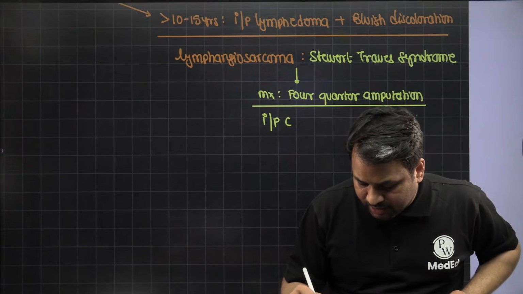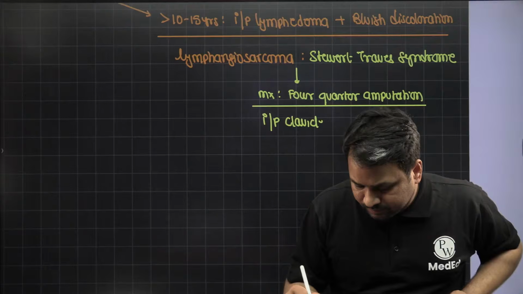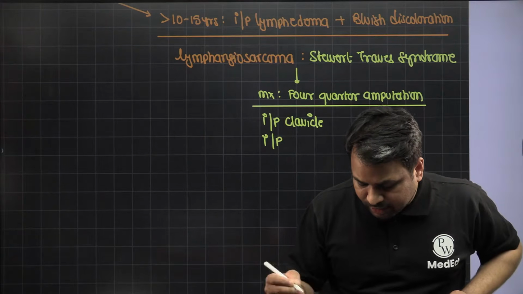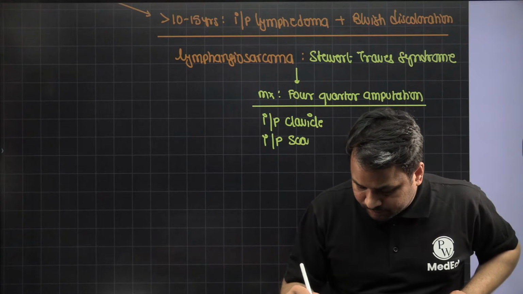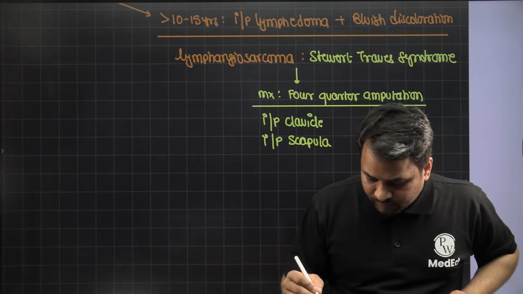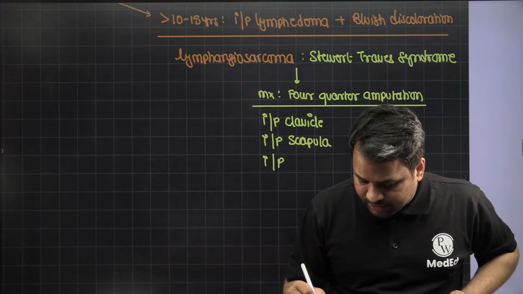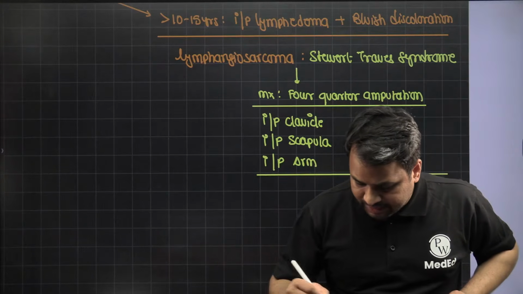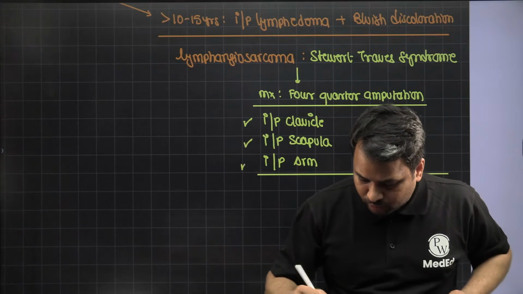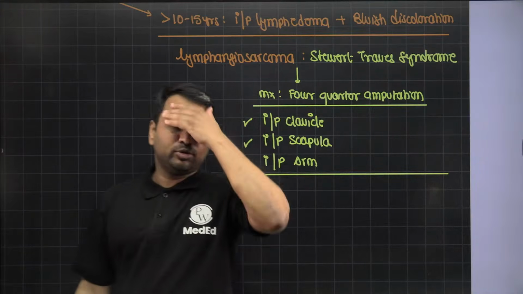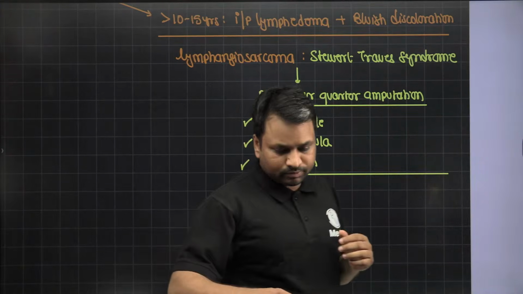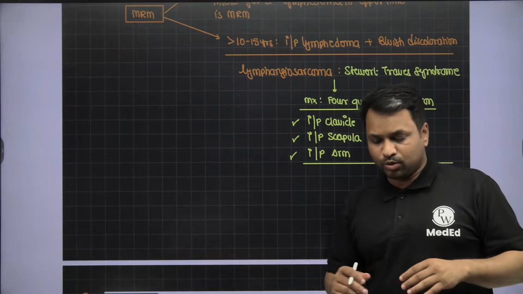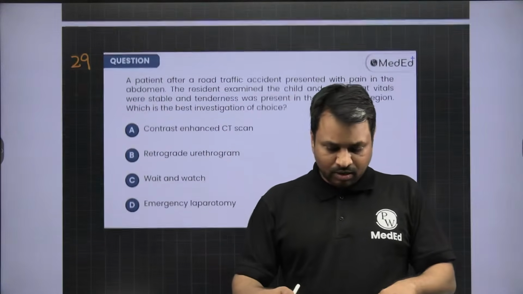Same-sided clavicle, ipsilateral clavicle, ipsilateral scapula. We remove the same ipsilateral arm. The entire arm, clavicle and the scapula of the same side are going to be removed. So this is with respect to Stewart-Treves syndrome.